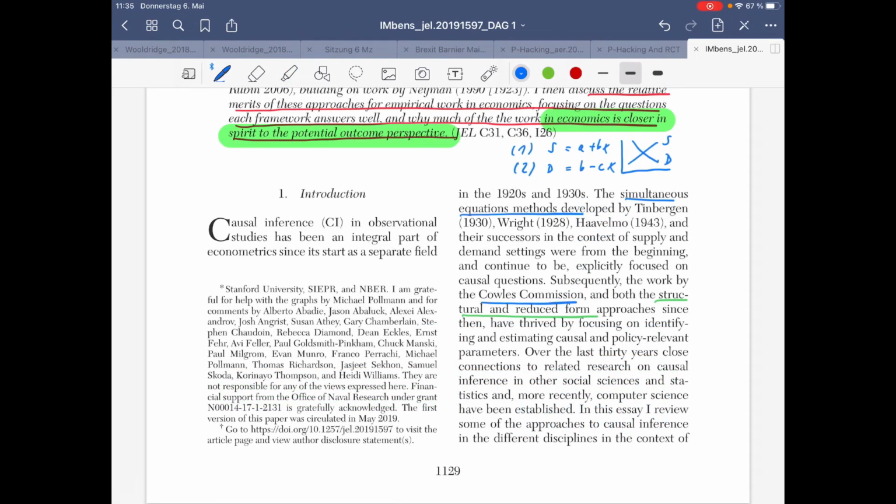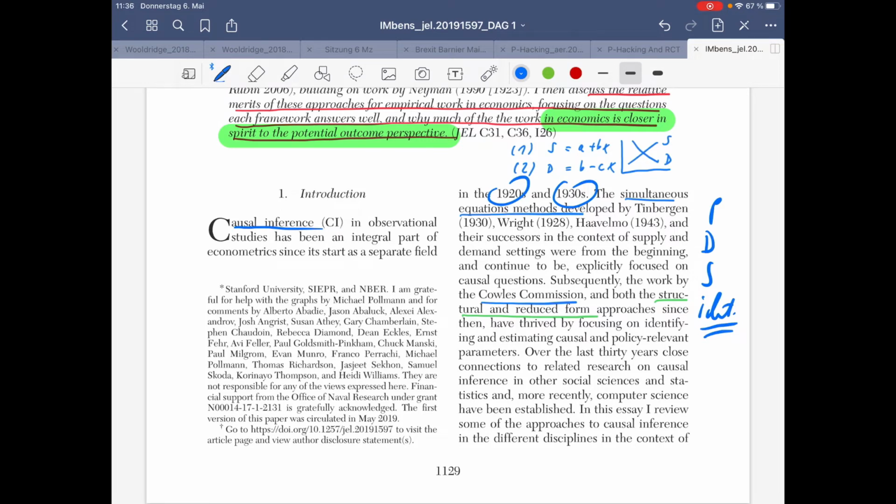So in the introduction, Imbens refers to the history. Causal inference goes back to the 20s and 30s, where researchers like Tinbergen, Wright, and Haavelmo asked the question, why is the price high? Is the price high because demand is high, or is the price high because supply is short? So that's the identification issue.